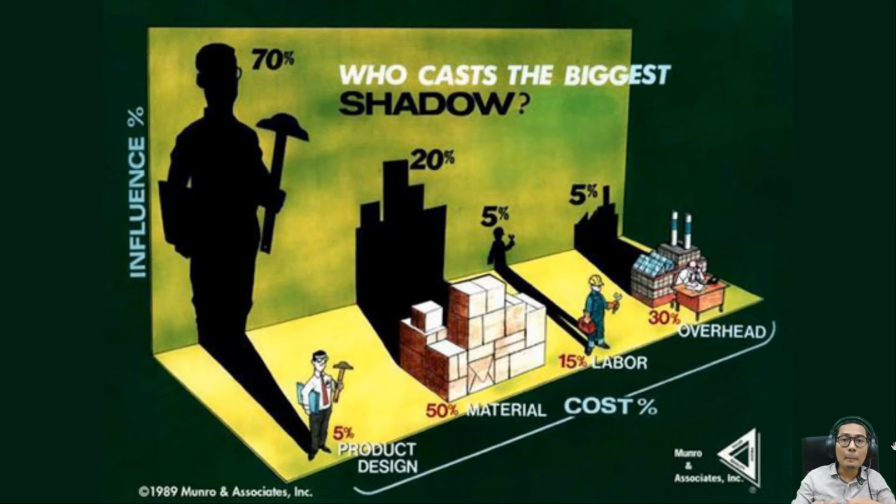Then in this figure, you can see who casts the biggest shadow. We can see the involvement of different factors in developing a product: only 5% involved with the product design, 50% focusing on the material, 15% on the labor, and the remaining on the overhead.